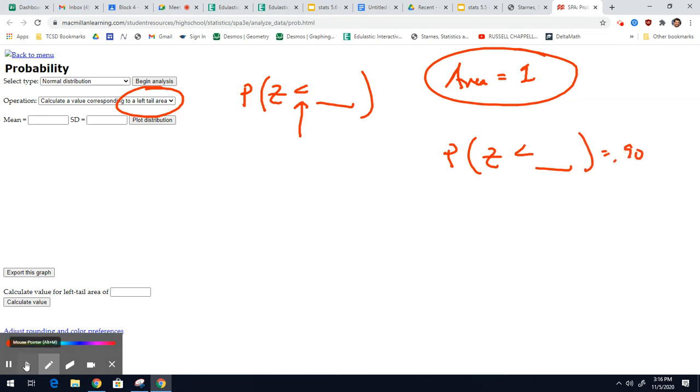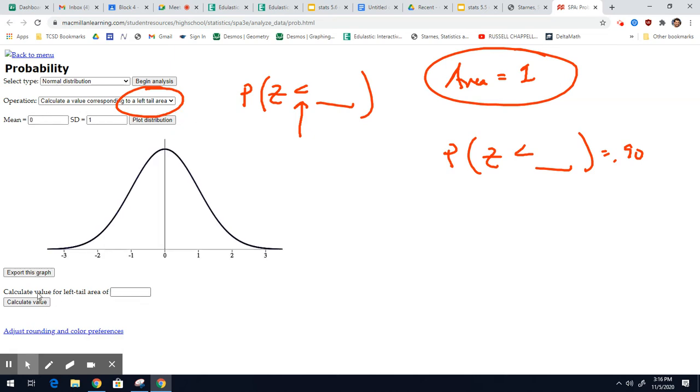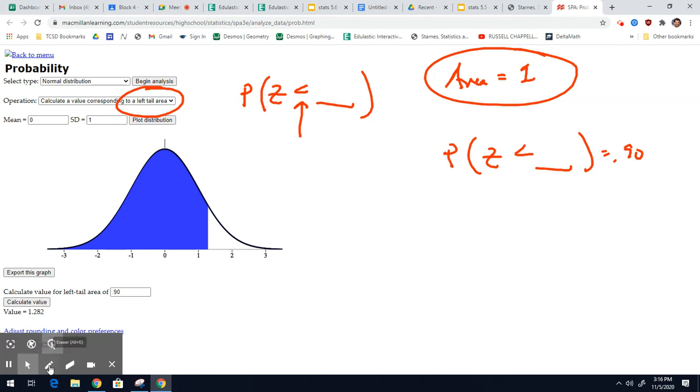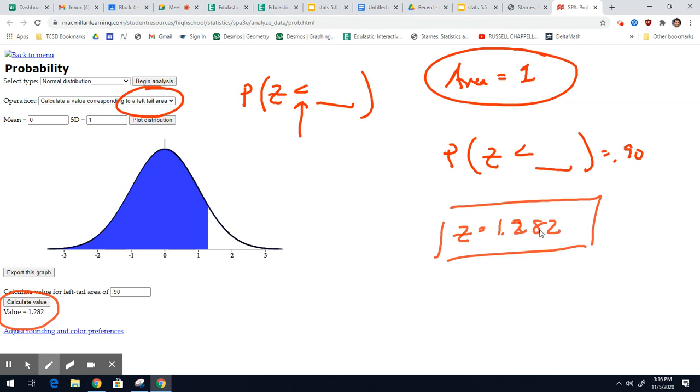So now, once I have selected calculate a value, again, still enter your mean, 0, standard deviation, 1. And now calculate the value for the left tail area of, and now we put 0.90 in that box. And look what I found. I found a z value of 1.282. That is the z corresponding to the 90th percentile, 1.282. And that's what you're looking for.